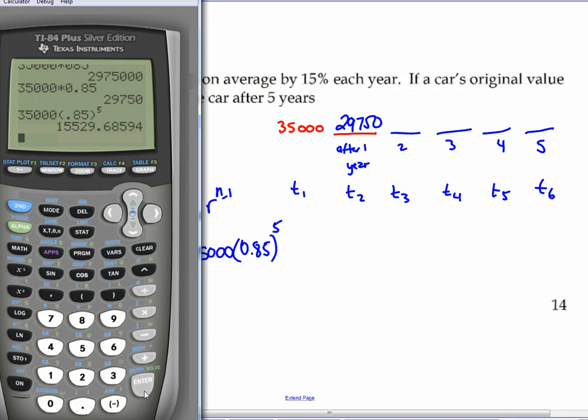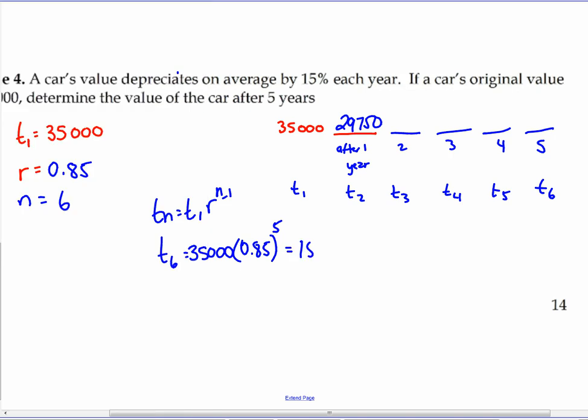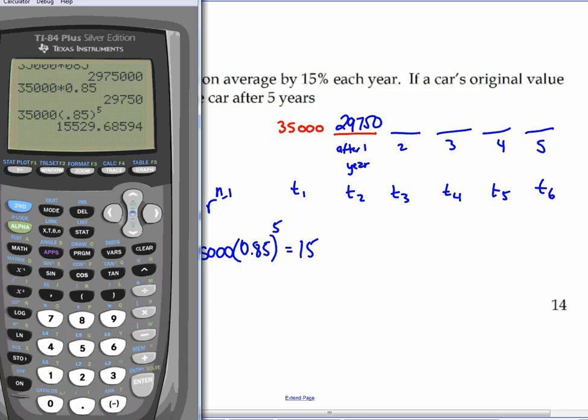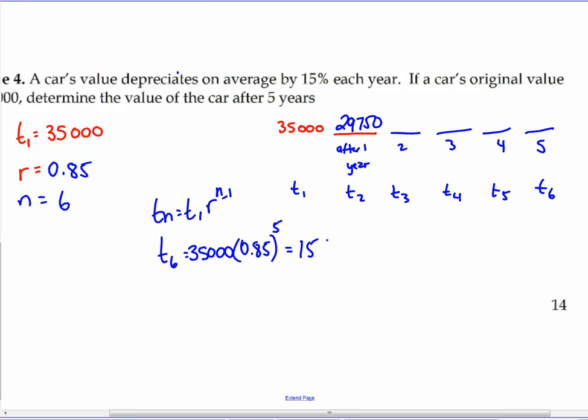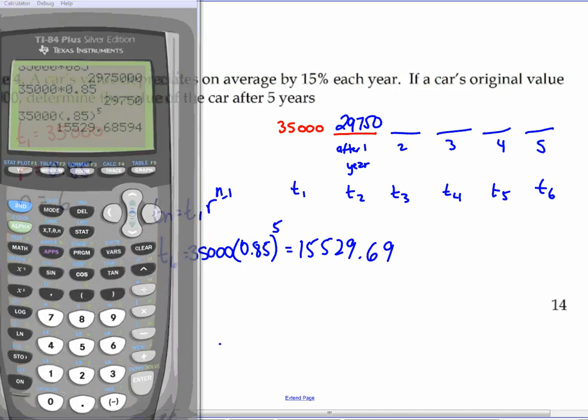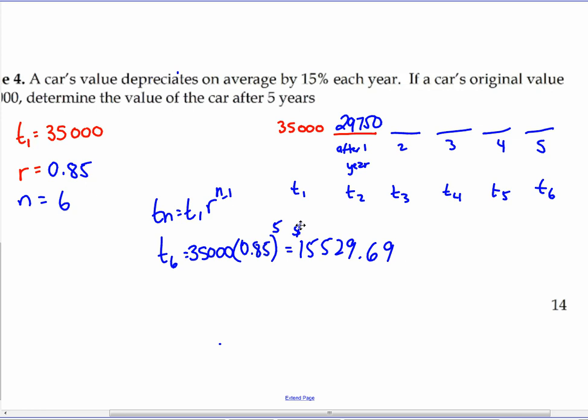So $15,529.69. Get the same thing? Yeah? No? Yeah? Thank you. Okay, 69. I think I rounded to 60. Yeah. Okay.